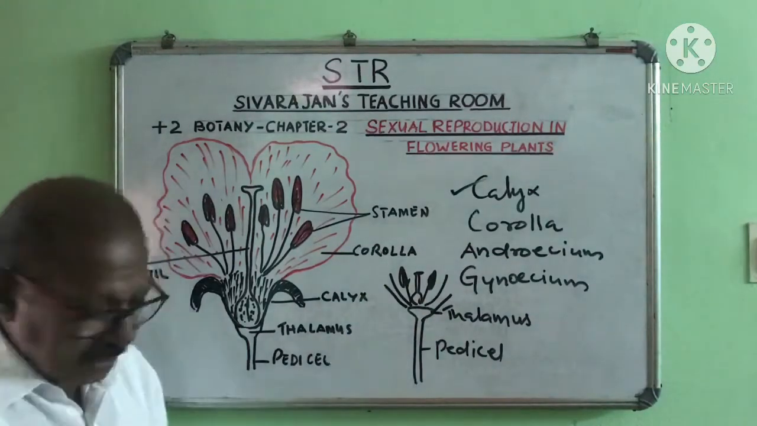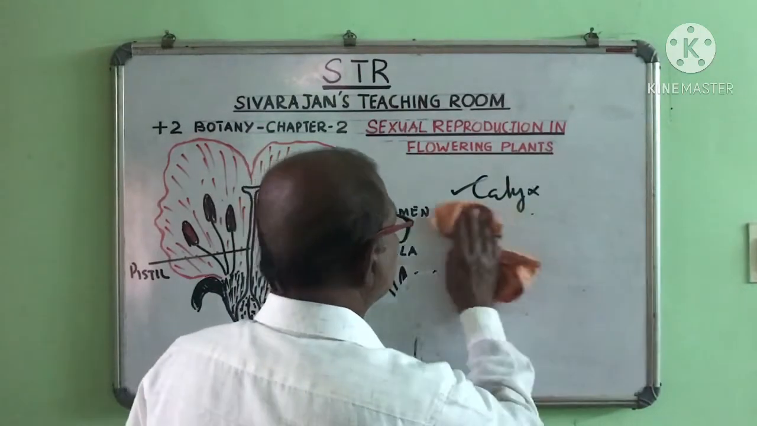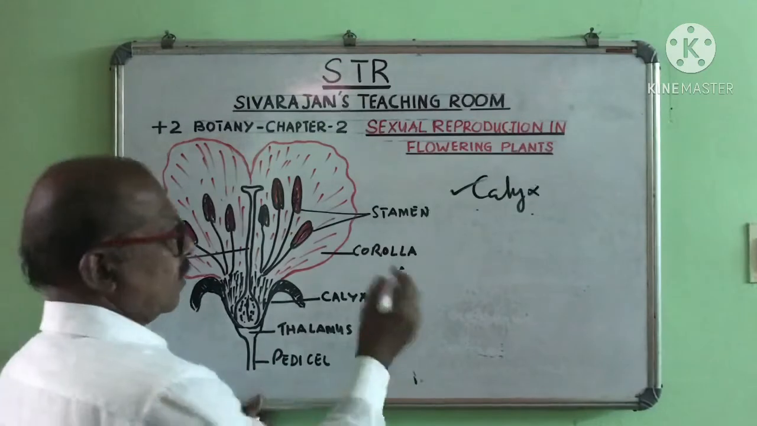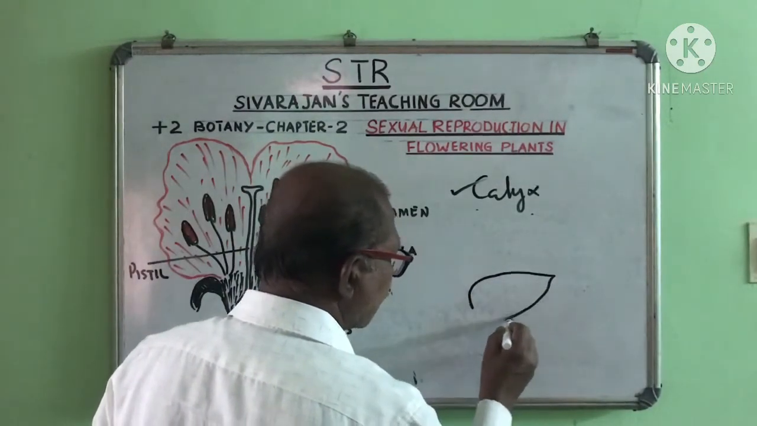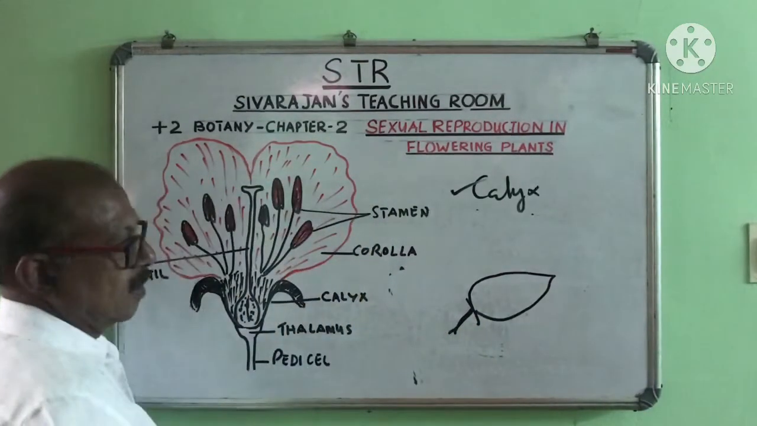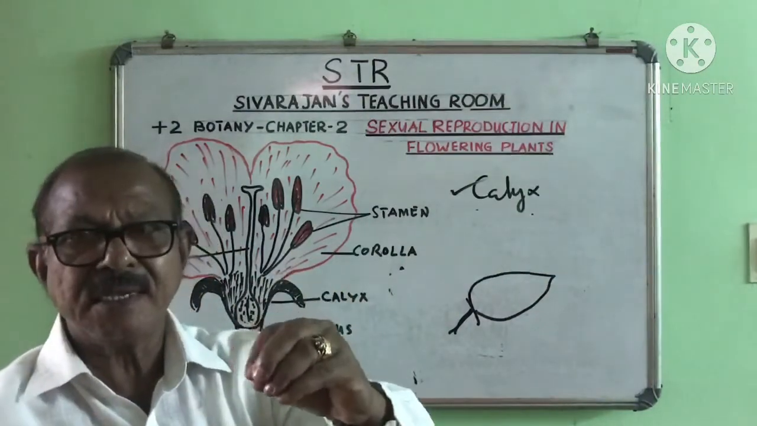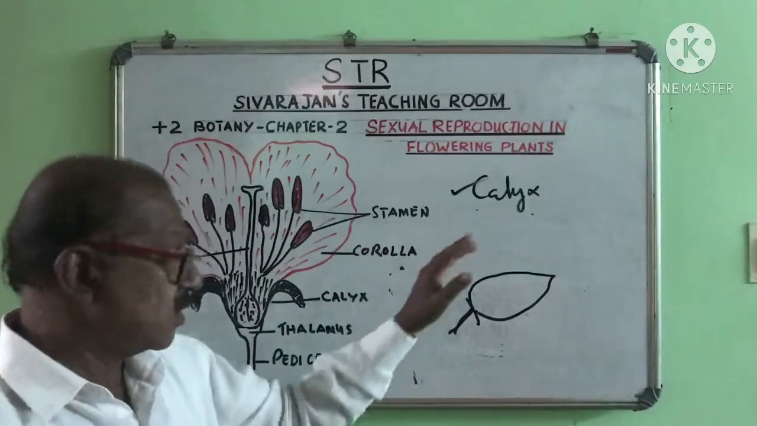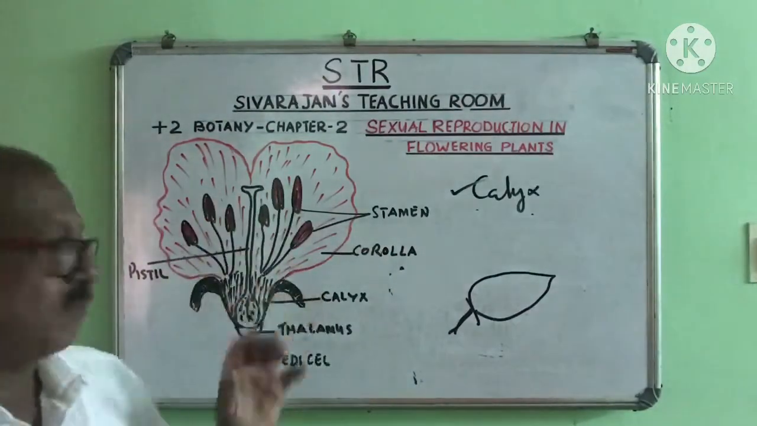The calyx is the outermost part of the flower. When the flower is a bud, it covers or protects the inner parts of the flower. So calyx is the protecting outermost part of the flower.